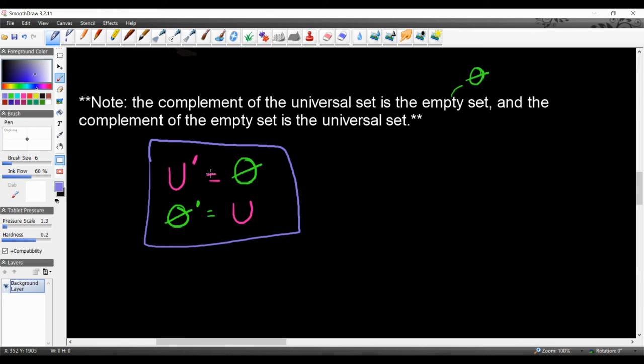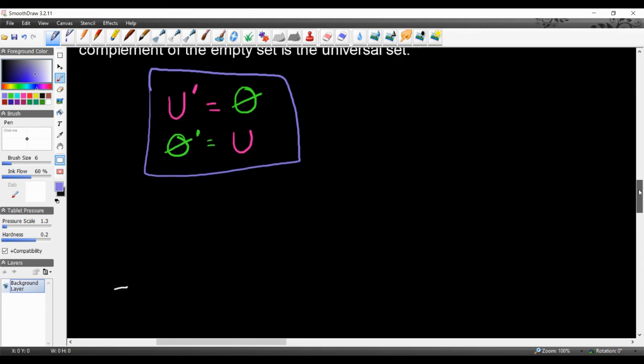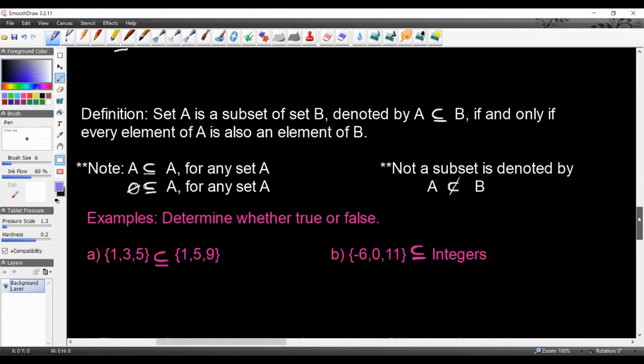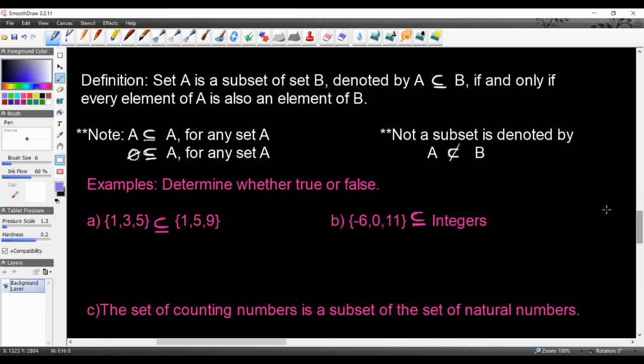Although it would be interesting to see how we prove this. I'd be interested if anybody tried that, okay? We're going to go ahead and move on to the next topic of this section, okay? We have a new definition here.